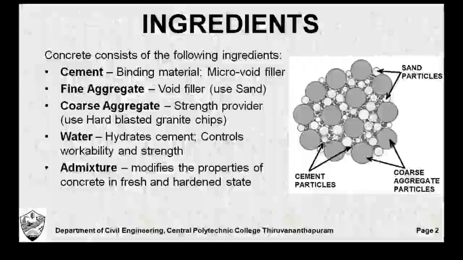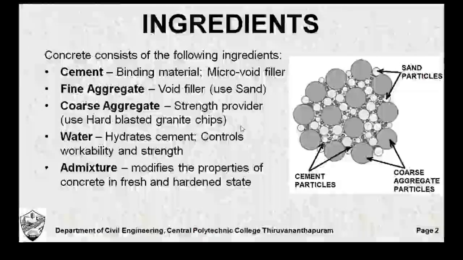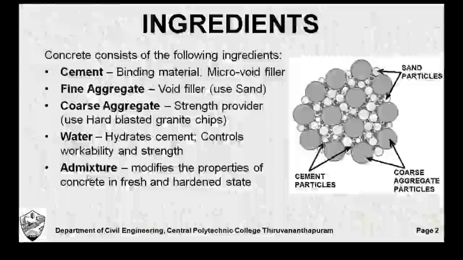Sand fills up the voids between the particles of coarse aggregate, yet between the sand particles themselves you will find voids. These micro voids shall be filled up by cement particles. So with the help of three kinds of particles you can prepare a concrete structure of very few voids, and thus the structure becomes more dense. Now let's study each of these ingredients of concrete.